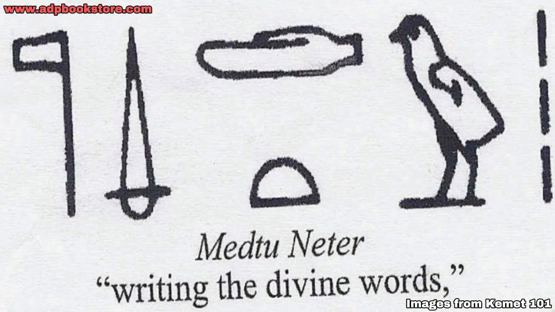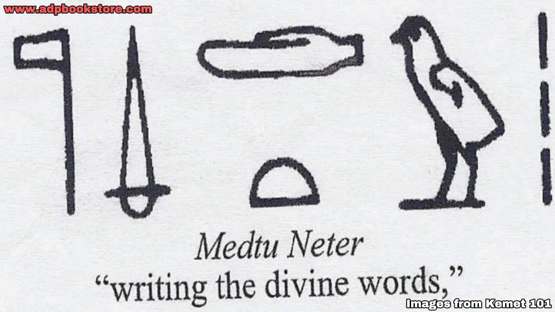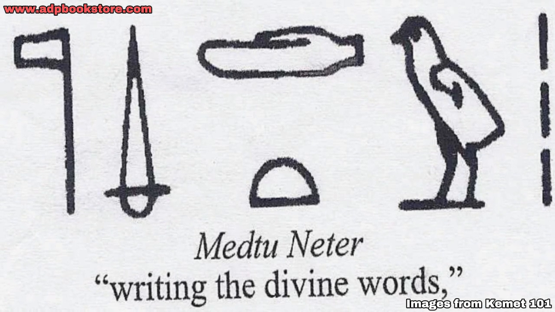Deciphering Medtu Neter. Medtu Neter is read from the direction that the animals and people are facing. If the animals and people are facing the left, then you begin on the left and move towards the right. This writing system has ideographic symbols and phonetic symbols. Phonetic means that the symbols are all used to make a sound.